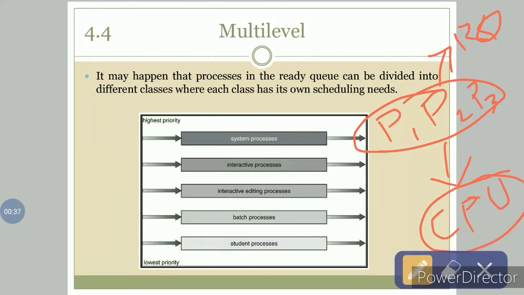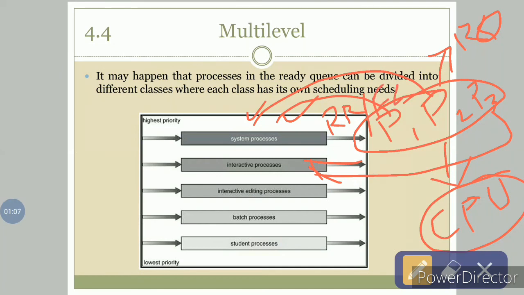In this multi-level scheme, suppose P1 and P2 are kept in system processes according to their priority. Next, P3 might be kept in interactive processes. This is how it categorizes all these processes and then starts execution according to need. The system processes might use any scheduling algorithm, it might use round robin, it might use FCFS and so on. The second highest priority level also can use any of the scheduling algorithms, and so on and so forth. So this is how multi-level works.